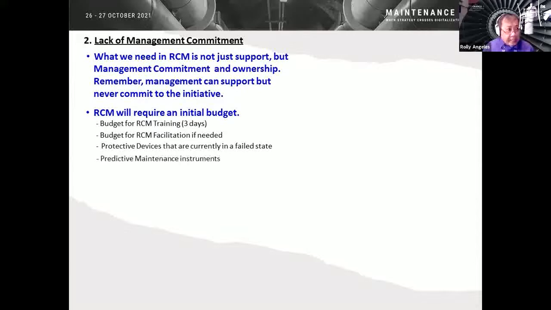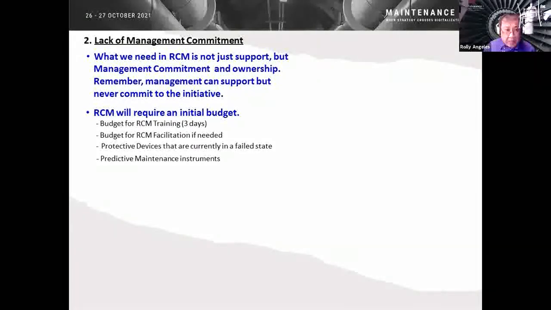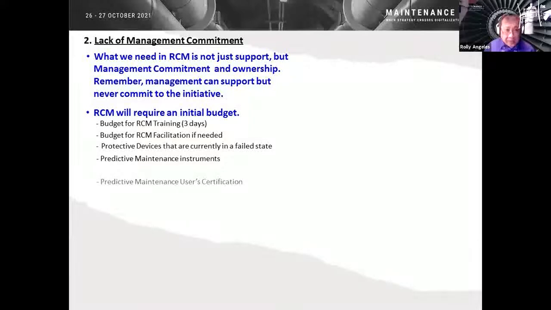So if we will be needing instruments, predictive maintenance instruments, now we need to invest. Not only on the instrument, but as well as the user, because there are certain levels of certifications that the user needs in order to use the instrument, meaning the user must be familiarized not only with the instruments, but as well as the principles of the instruments.